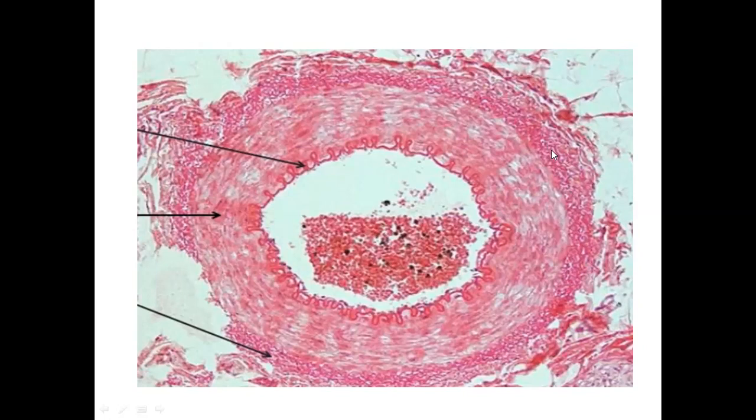I'm just trying to locate a blood vessel so you can have an idea where you can find the vasa vasorum in the tunica adventitia. I am unable to identify any here.